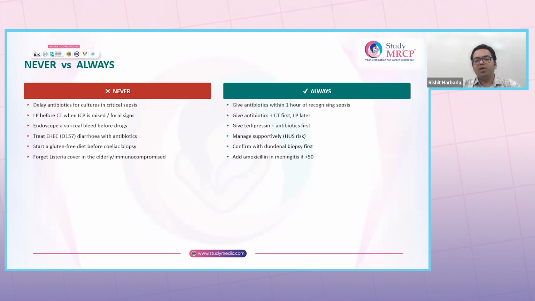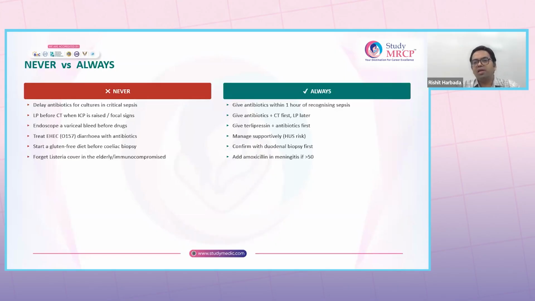Next is always. You always give antibiotics within 1 hour of recognizing sepsis. That is the golden hour. In any meningitis, we treat with antibiotics, then CT, and then LP. For variceal bleeding, give terlipressin and antibiotics, and then you put a scope.